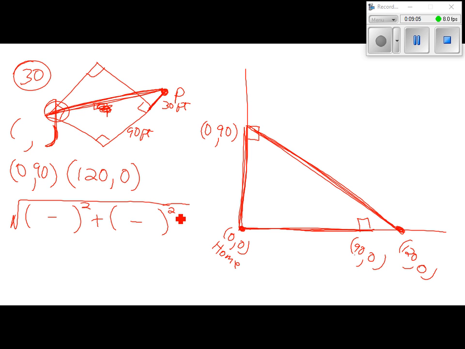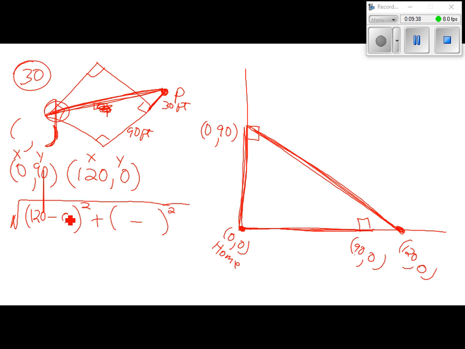Okay. So, on this, we want our X's and our Y's. 0 here. Is it an X or a Y? X. 90 here? Y. 120? X. Mark them that way so you don't make careless mistakes. What are our two X's? What's going to go in here? 0 and 120. Now, does it matter which order they go in? No. So what might be better here? 120 then 0.